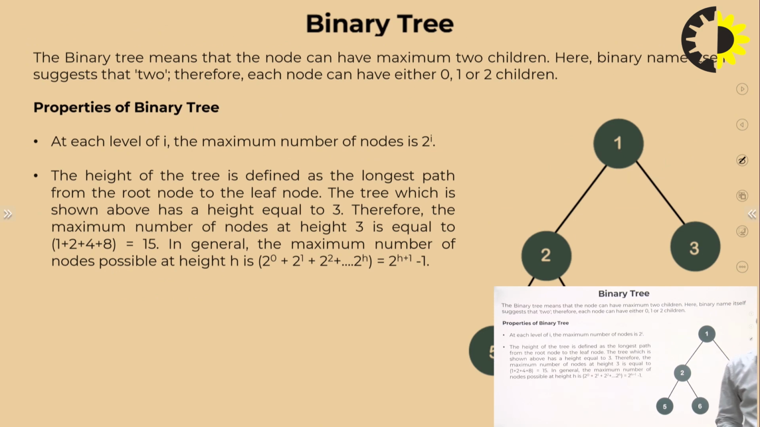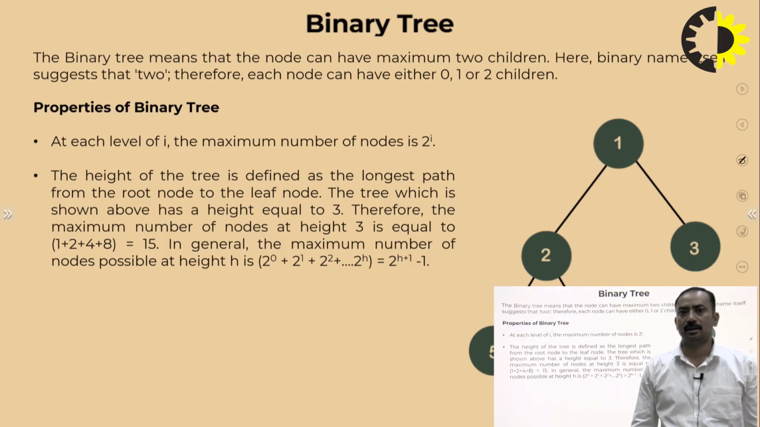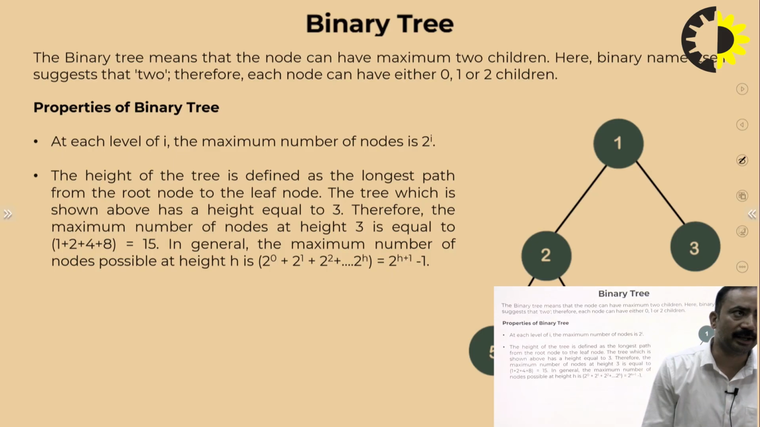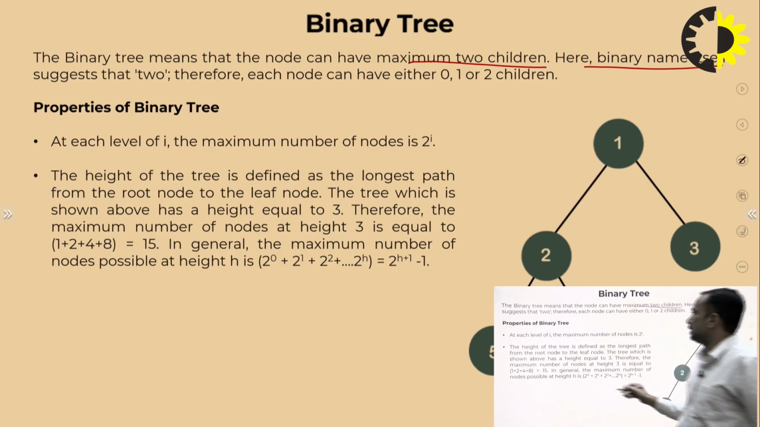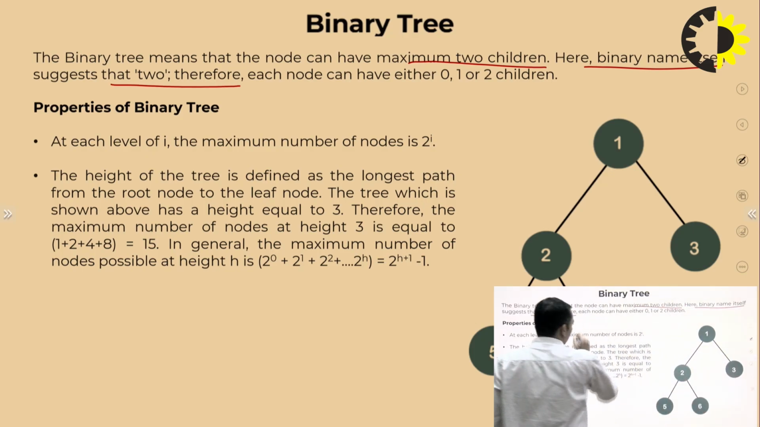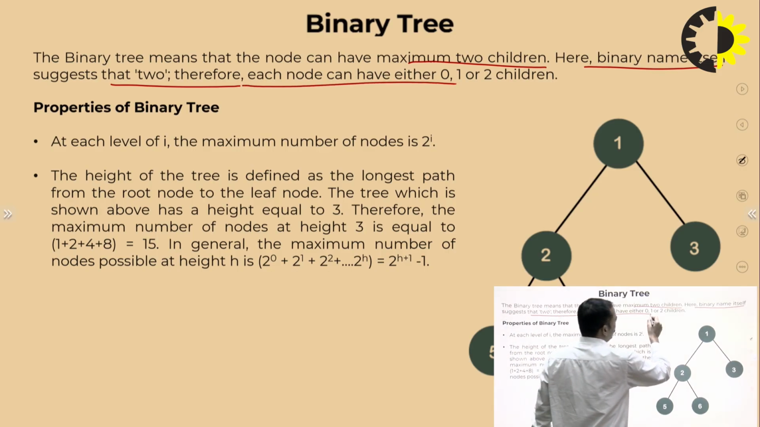Then basic tree, a binary tree. Binary means 2. So the binary tree means the node can have maximum 2 children. A node can have maximum 2 children is called a binary tree. Here the name binary itself suggests 2. So we all are aware of the meaning of the word binary. So 2. Therefore each node can have either 0 or 1 or 2 children.